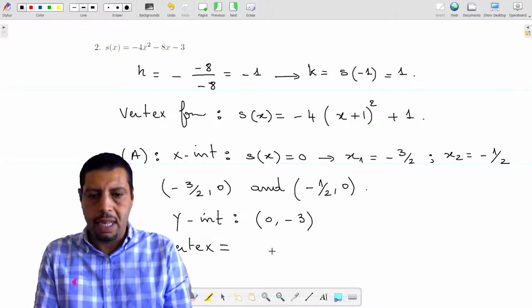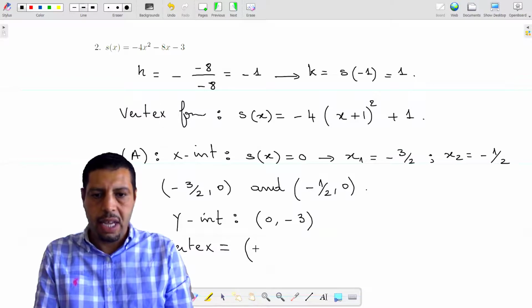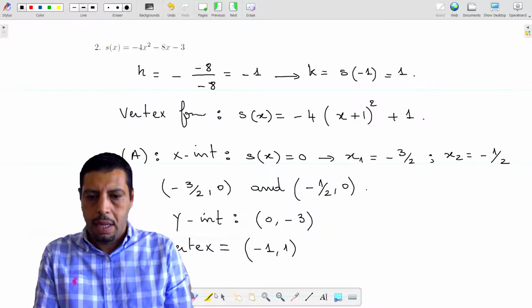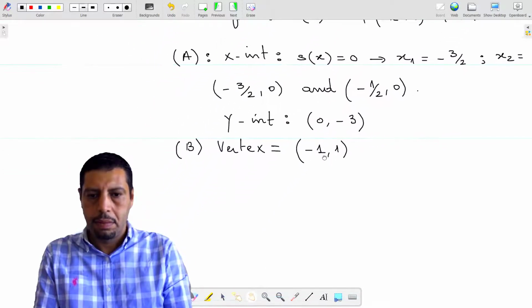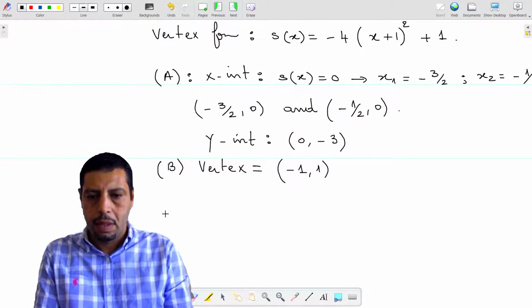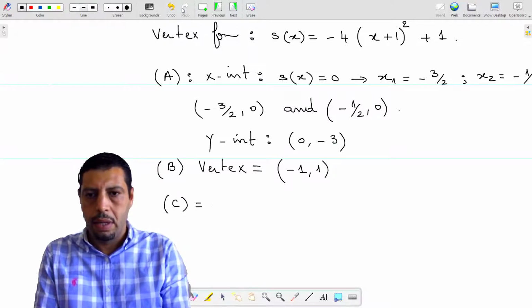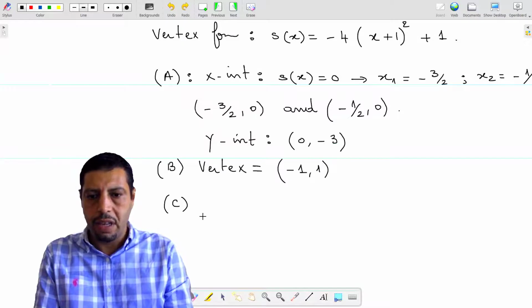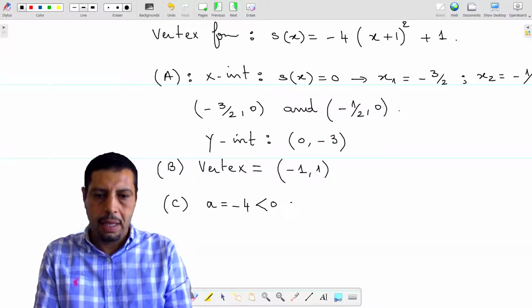The vertex point is given by (h, k), so it's (-1, 1). And here, the coefficient of x squared, which is a, equals negative 4. So it's negative, and the vertex point represents a maximum. So, the parabola has a maximum, not a minimum.